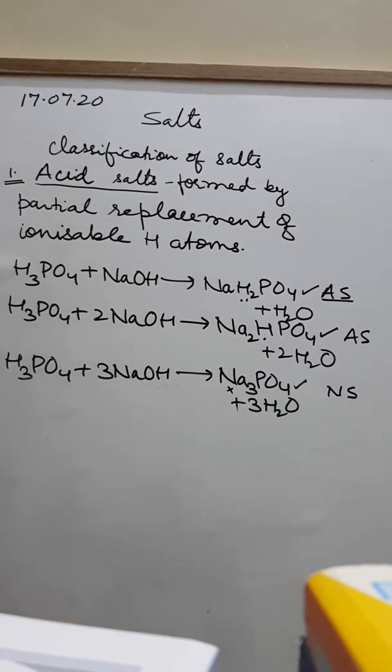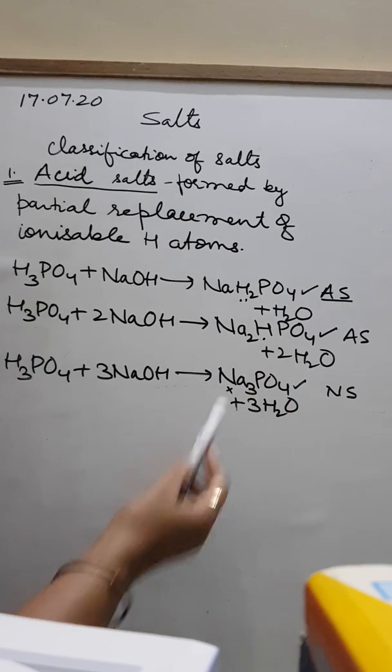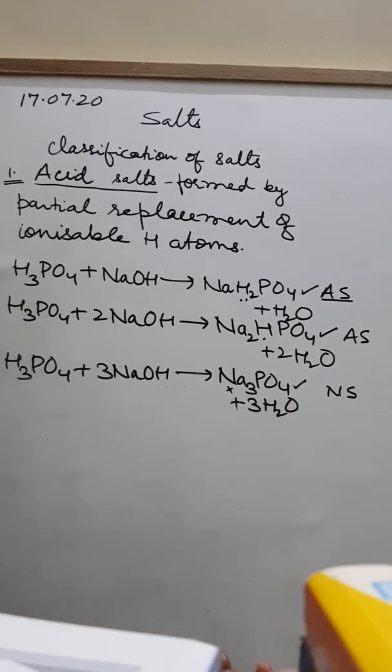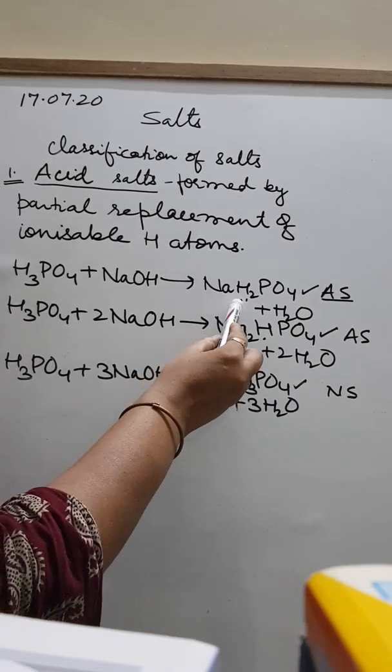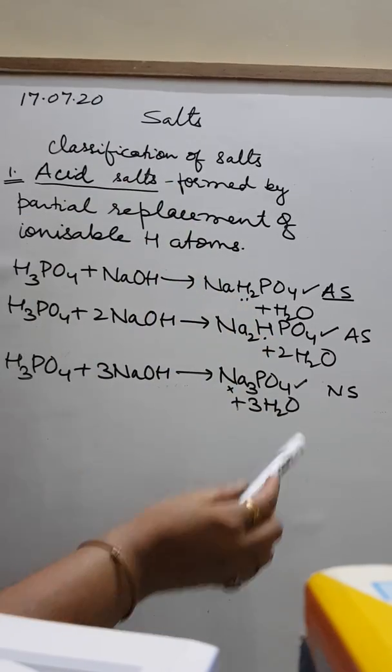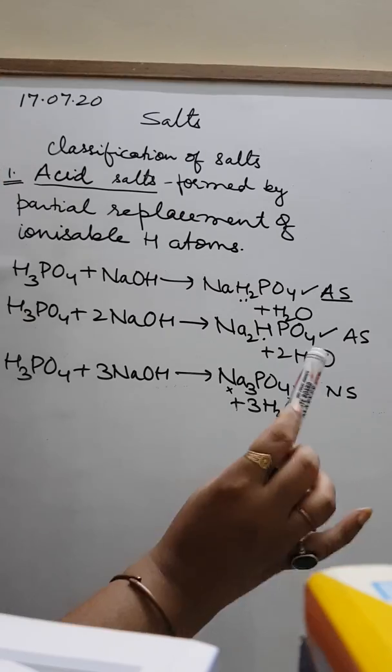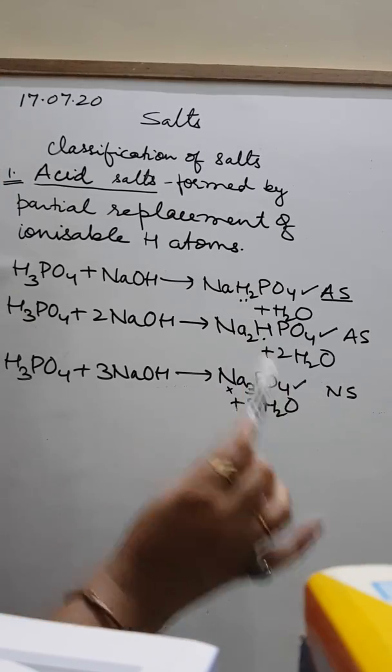In the third case, there's no need to call it trisodium phosphate. When you call it simply sodium phosphate, it means there's no replaceable H. But here there are, so you don't have to worry about the name, children. No need to worry about the name, because these names will not be asked at your level.